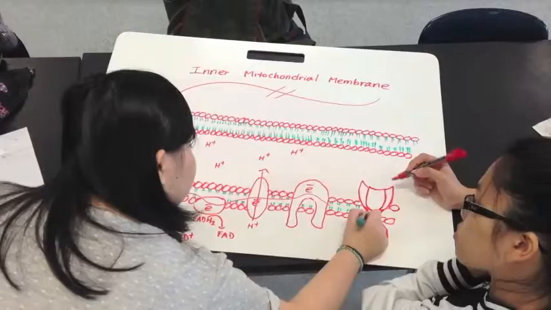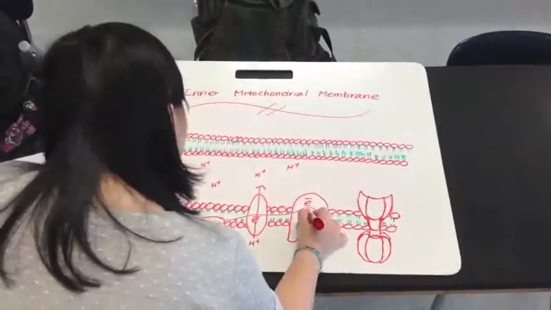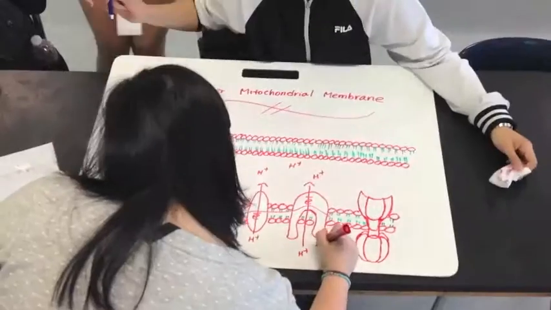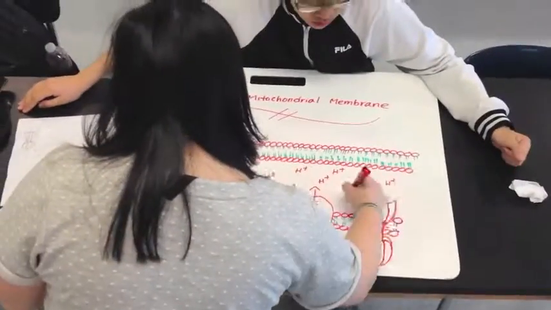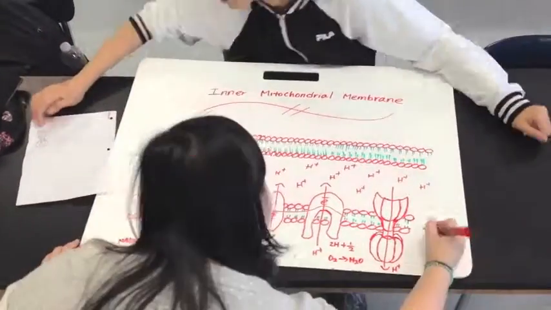They then move through the last membrane protein known as ATP synthase, since the high concentration moves to lower concentrations. This creates ATP, and then oxygen combines with the hydrogen ions to form water.